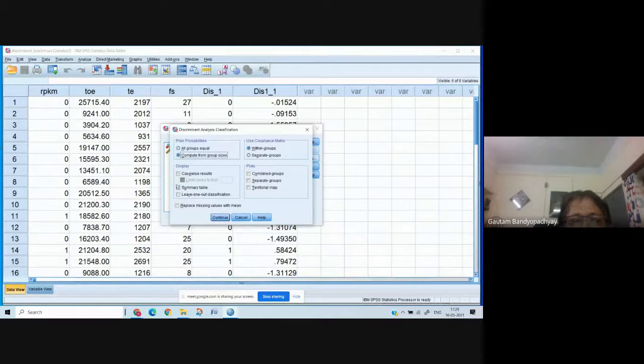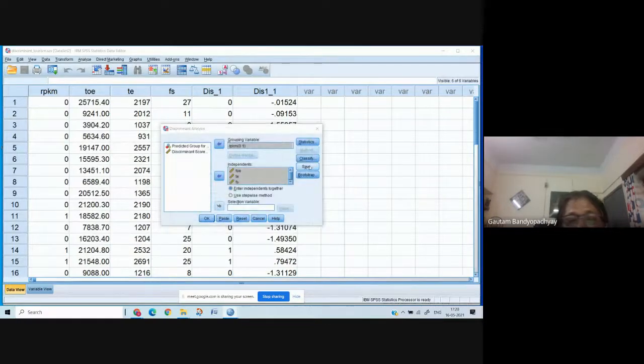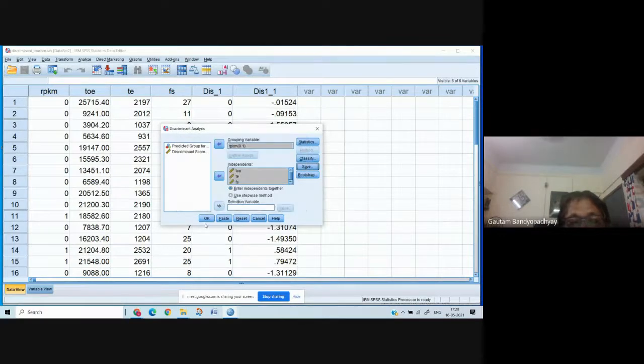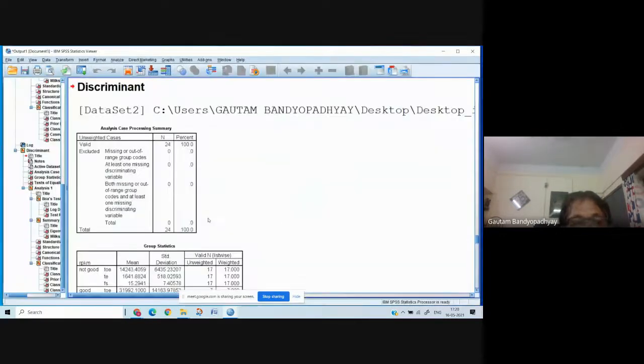Case-wise detail, no need of summary tables. There is a classification table, cross-validation. Say there is a discriminant score by which we can create the two groups, predicted probability. Actually, it is based on Bayes theorem, okay? Probability of group membership. And click OK. So then you can understand.